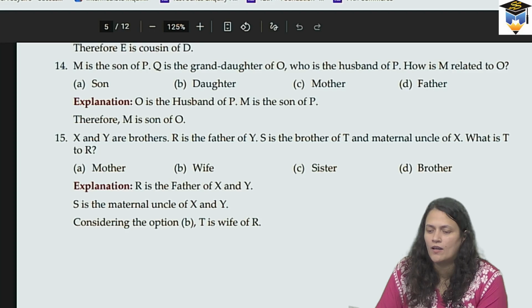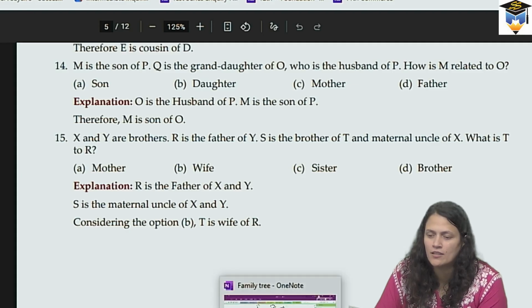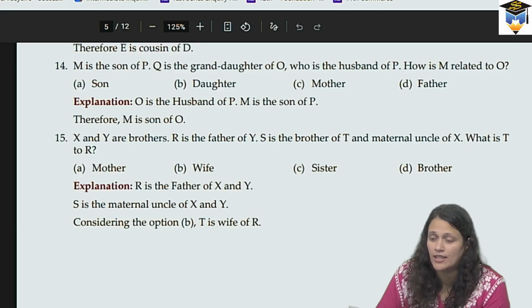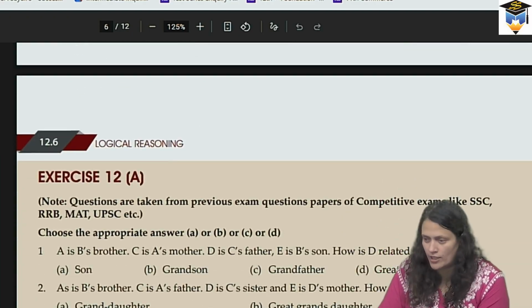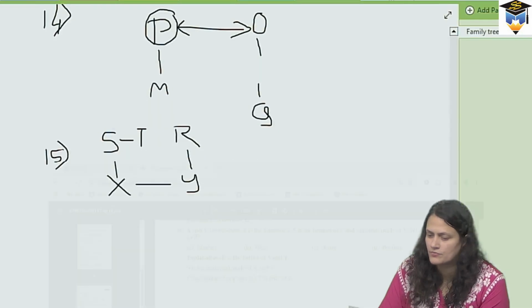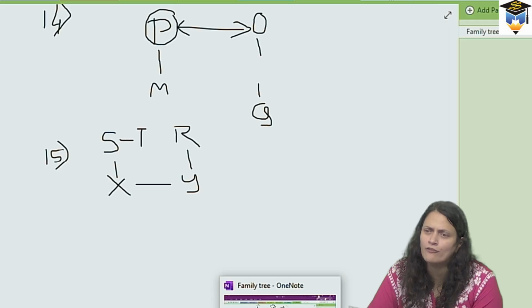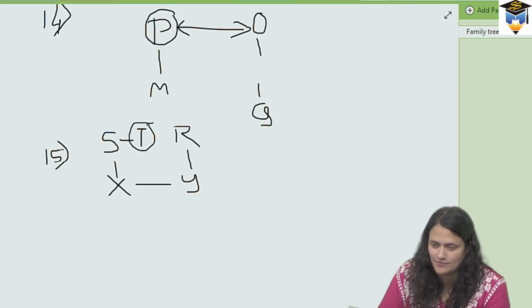Correct. And S is the brother of T. So T is somewhere over here. What is T to R? They are brothers. No, they have given that T is the wife of R. Isn't it? Yes, T is the wife of R. So here again, it is mentioned that T is the wife of R. That means these two are related as spouses.